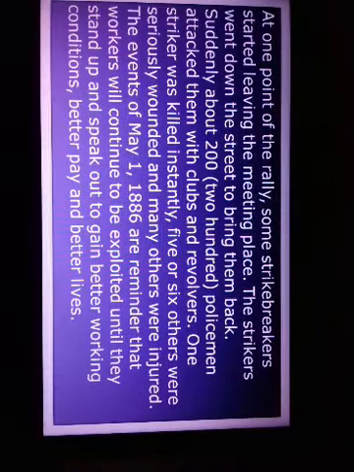Students, it was a very hesitating situation. At one point of the rally, some strikers perhaps lost their confidence or enthusiasm and started leaving the meeting place. The other strikers went down the street to bring them back. Suddenly, unexpectedly, about 200 policemen attacked them with clubs and revolvers. One striker was killed instantly. Five or six others were seriously wounded, and many others were injured.